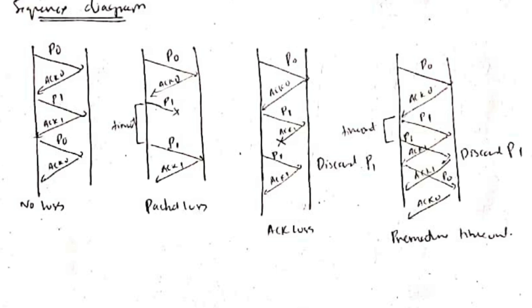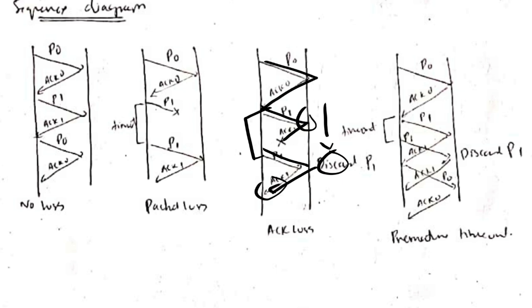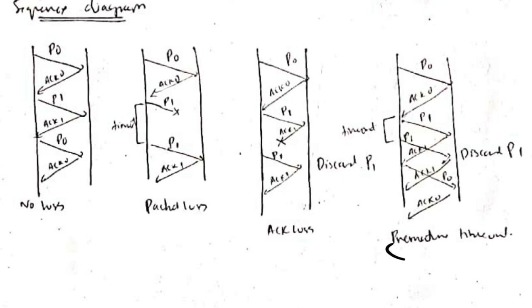If the acknowledgement is lost, for example P0 ACK0, P1 and ACK1 didn't come, he will again send P1. He will wait for some time to receive the acknowledgement. If he doesn't receive it, he will resend the packet. After resending, the packet will be discarded here because it's already received, and he will send the acknowledgement here. Okay, and in this case, premature timeout.